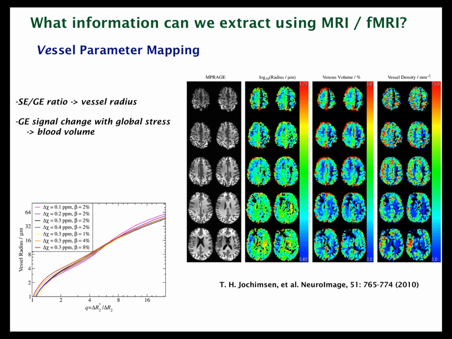And so with the right assumptions and with the right models, you can make maps of all types of other parameters by looking at, for instance, the ratio of spin echo to gradient echo. If you know what their sensitivities are, as we do, you can get a vessel radius map. You can get other changes as well. You can start to get at venous blood volume, venous density, and then the radius maps right here. So you can get all kinds of rich vascular information just looking at the comparison between spin echo and gradient echo.